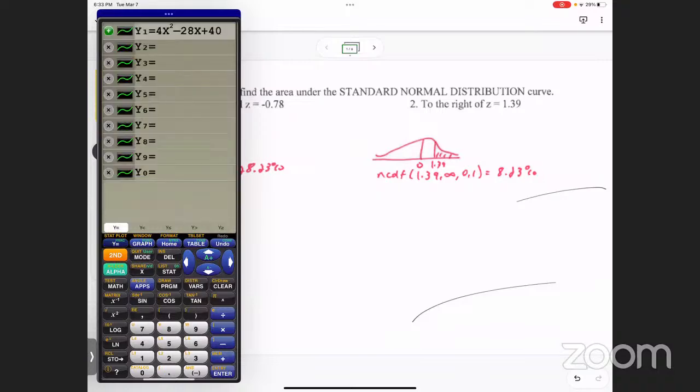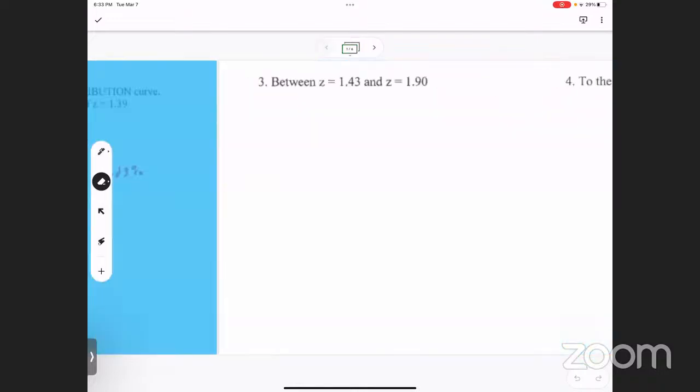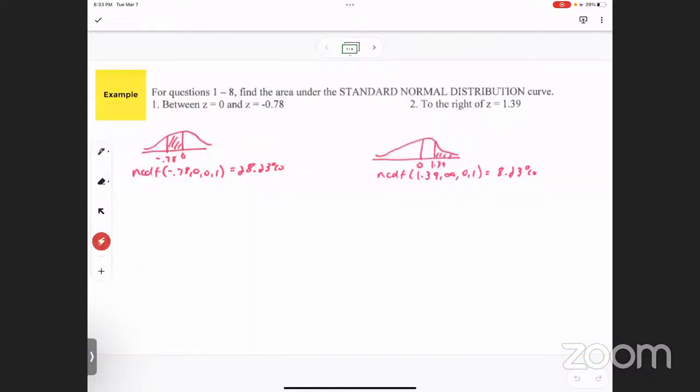Okay. So just to help you understand what's going on here, take a look at this picture right here. You're finding the area underneath the curve, like how many of the data points exist between a z-score of 0, which is right here, and a z-score of negative 0.78, which is not quite 1 standard deviation to the left. That's the area that you're finding with that formula. That makes sense? Yeah, it does.